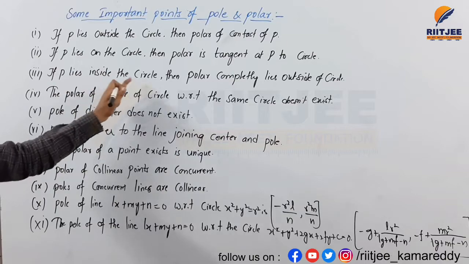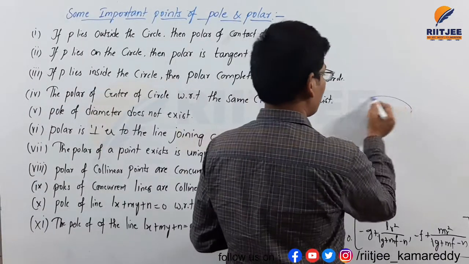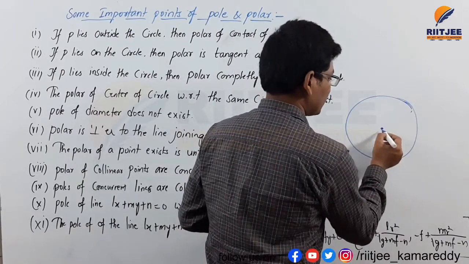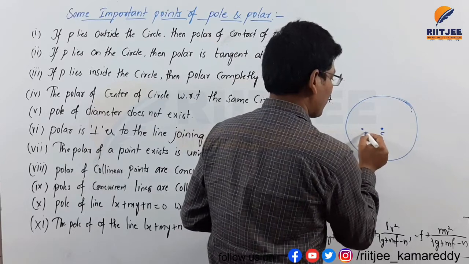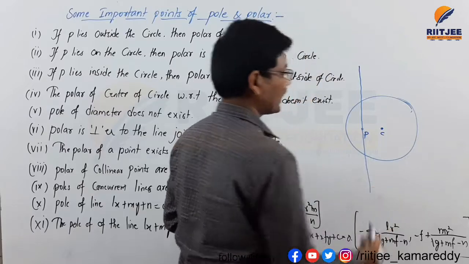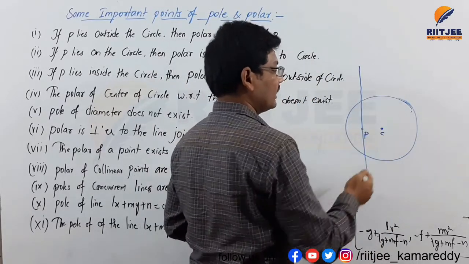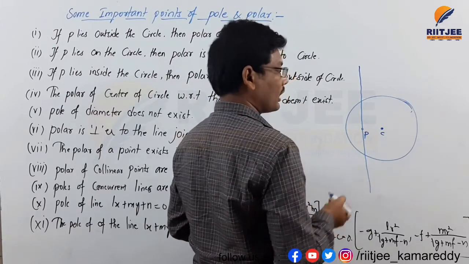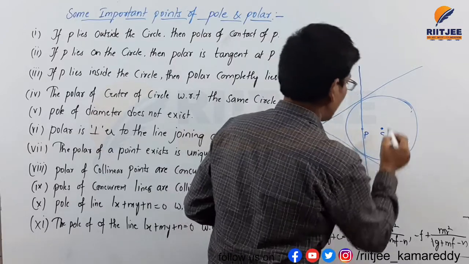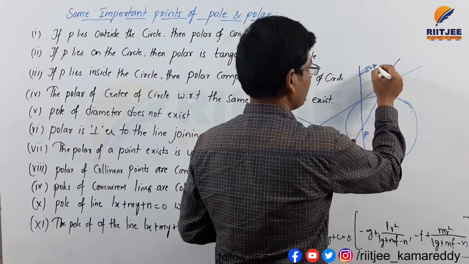If P lies inside the circle, the polar completely lies outside of the circle. For example, I am drawing a circle here, this is center C, and taking a point P here. From the point P, I draw a secant line. We have many possible secant lines here, so I am drawing only one. This is secant line 1.